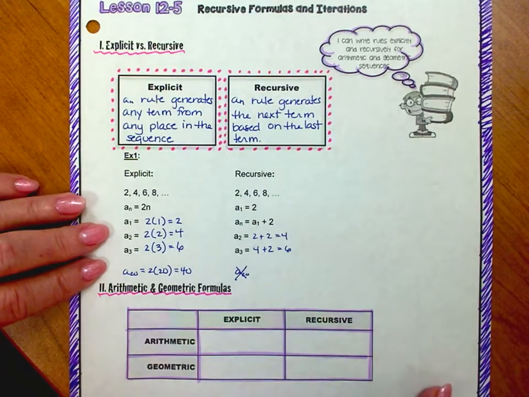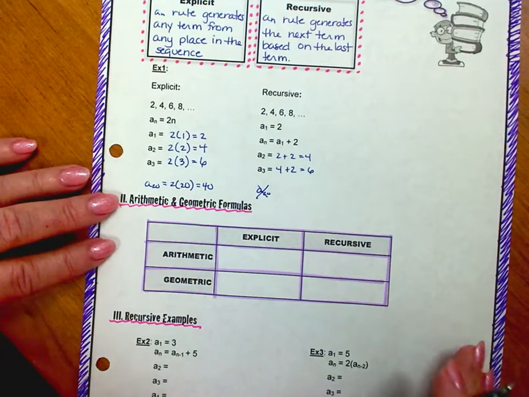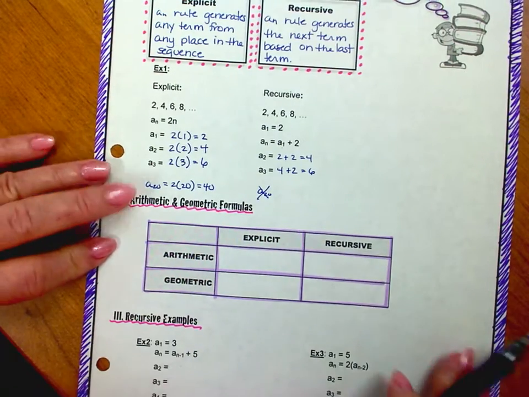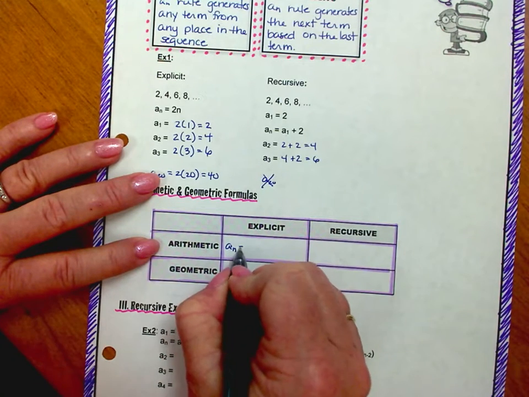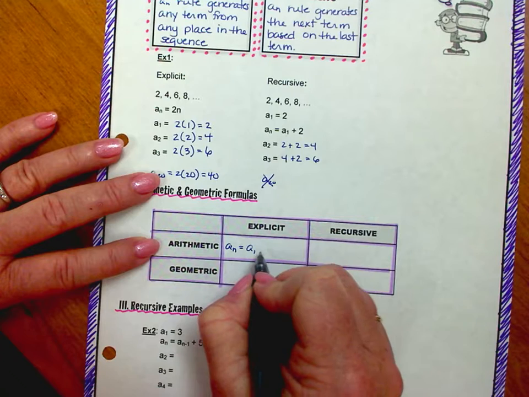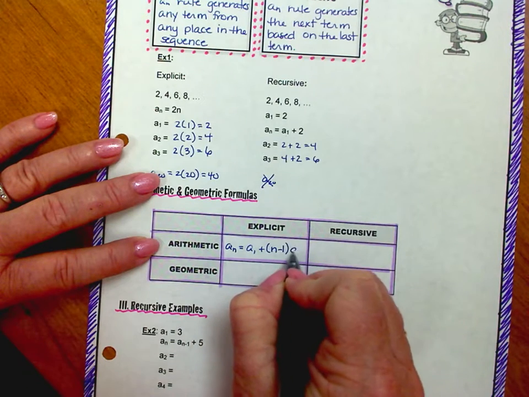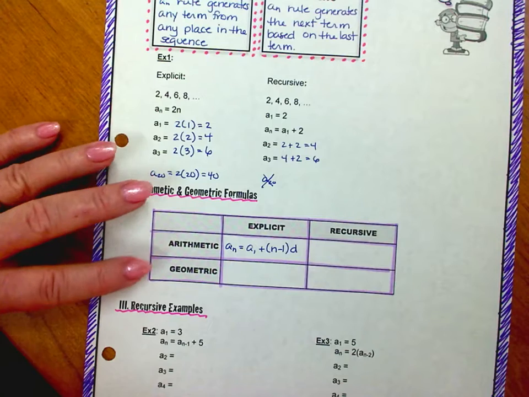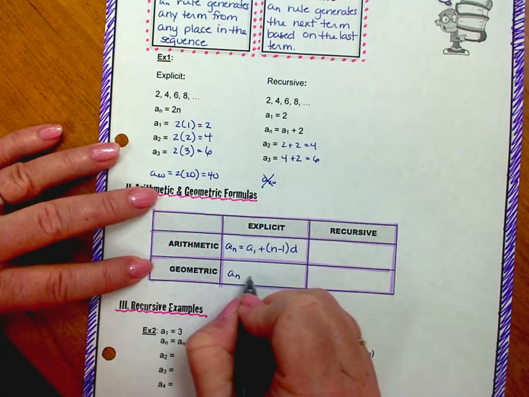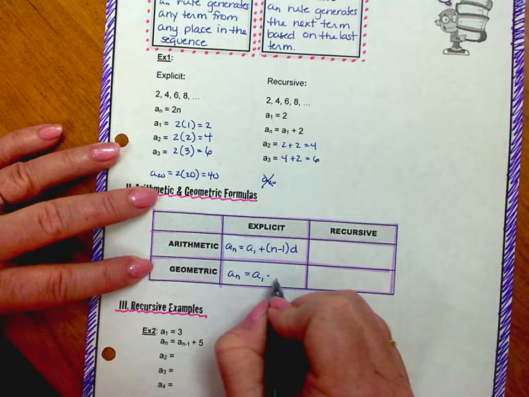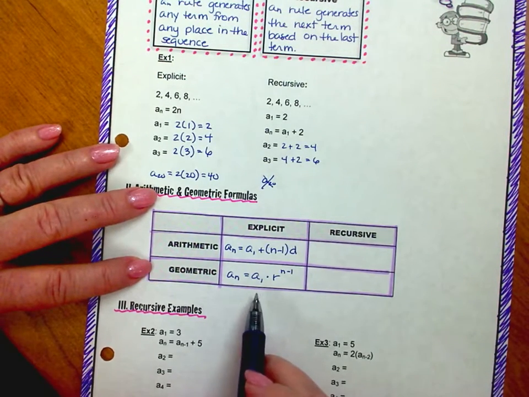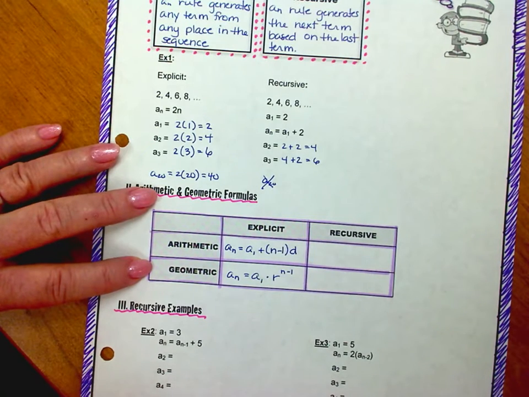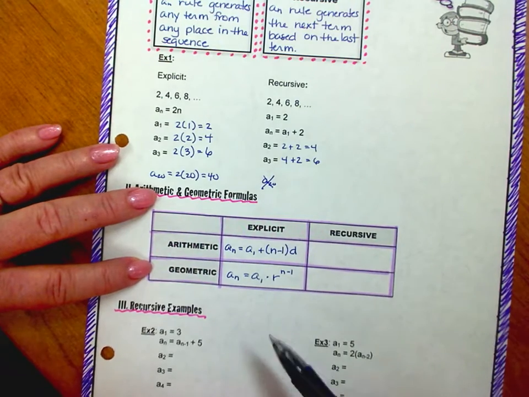Okay, so let's take a look at the difference between the explicit and the recursive in both arithmetic and geometric. Our a sub n formula in arithmetic is a sub n equals a sub 1 plus n minus 1 times our common difference. Our geometric formula is a sub n equals a sub 1 times the ratio to the n minus 1. And this is another one that we can start in the middle, we can start at the end. We don't have to go in order for that because it's an explicit one. We put in the term number that we want and we simplify it.